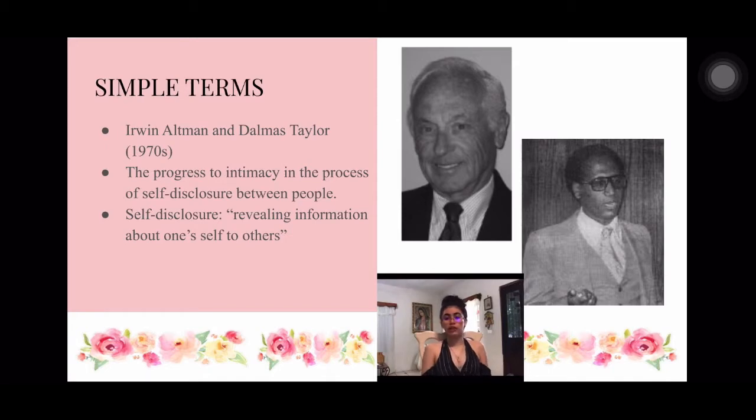This theory was created by Irvin Altman and Thomas Taylor in around the 1970s. And as you can see in the PowerPoint, Irvin is the one in the image on the top, and Thomas is the one in the image on the bottom. This theory pretty much explains itself, because when you break it down, it's just about the process of people revealing more personal information about themselves.